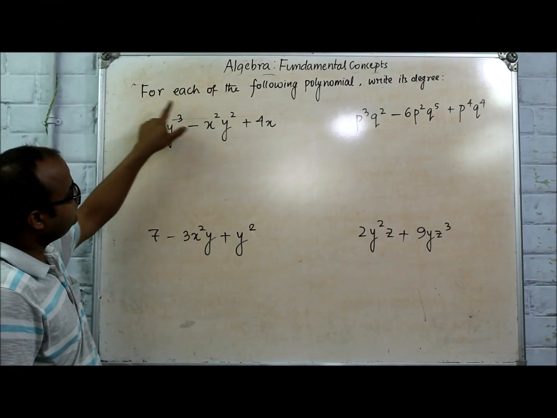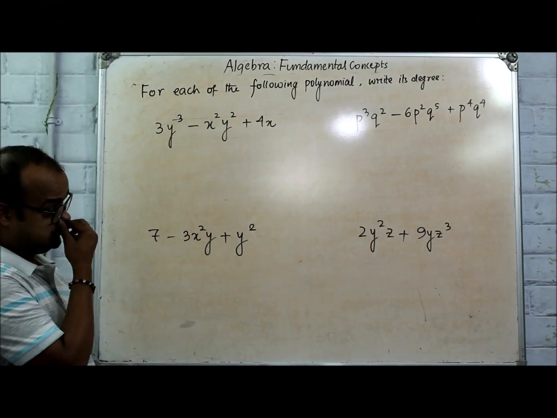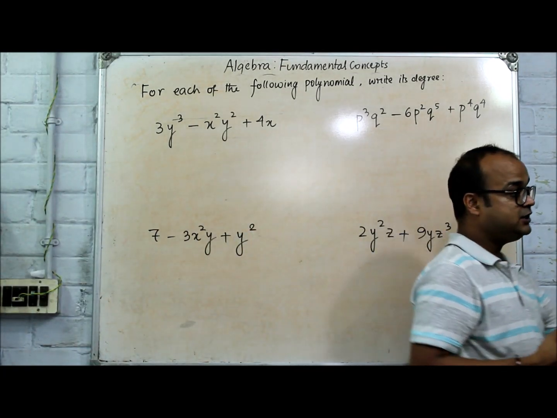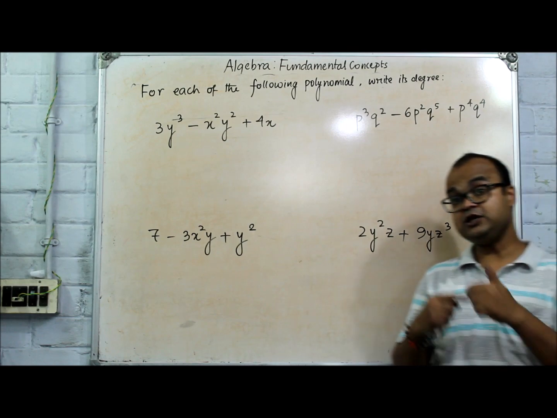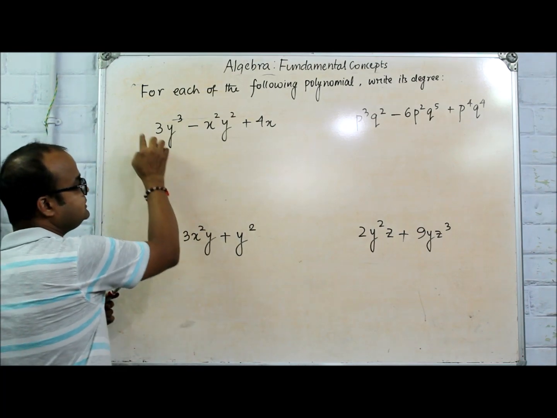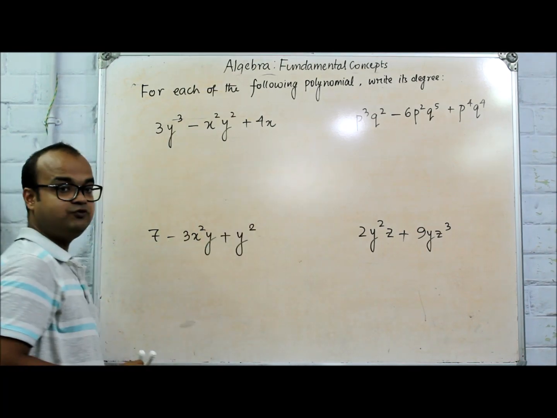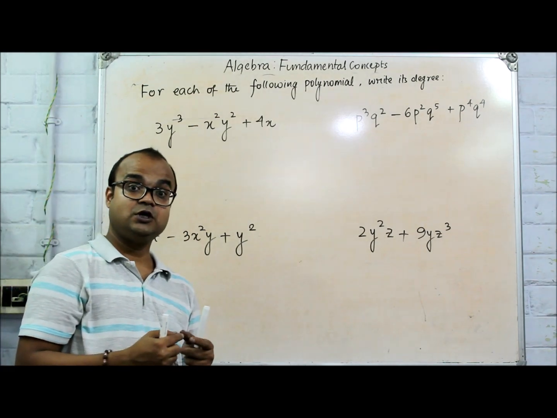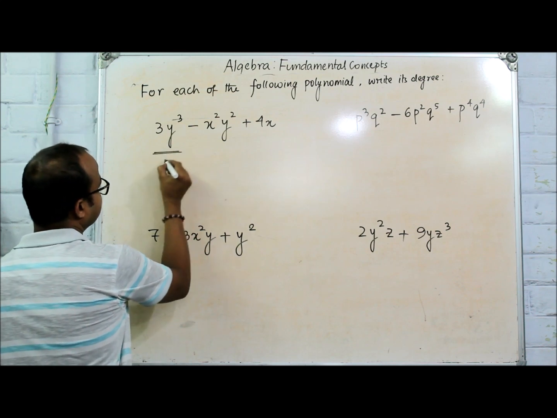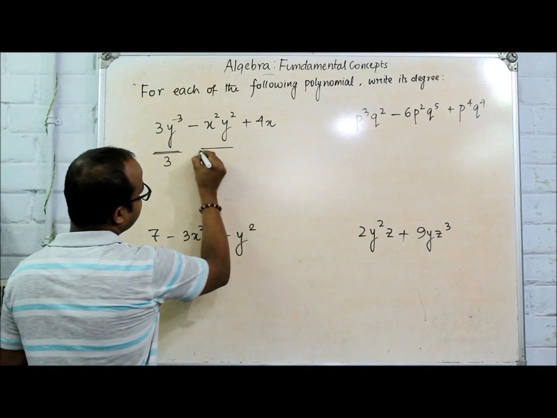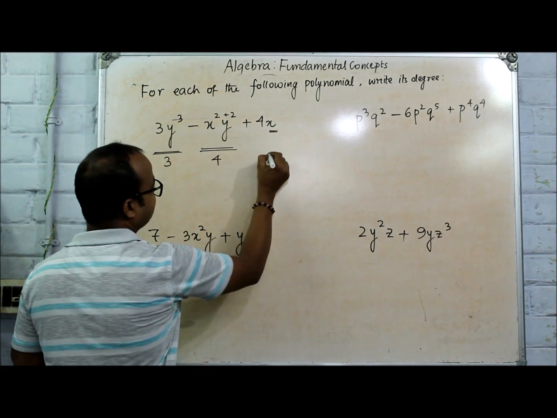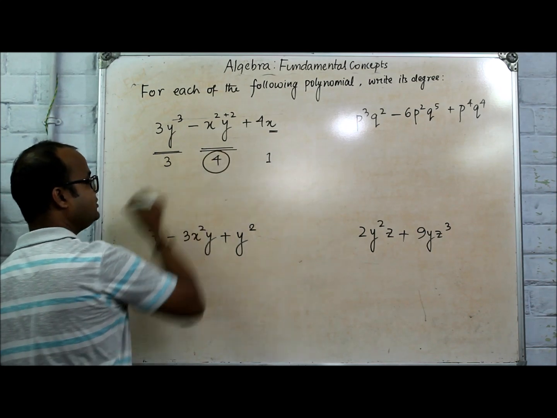For each of the following polynomials, write its degree. If you remember, the degree of a polynomial means the degree of its highest degree term. To find the degree of this polynomial, we need to count the degree of each individual term. 3y cube, degree is 3. X square y square, degree is 2 plus 2, 4. X, degree is 1. Here the highest number that appears is 4.